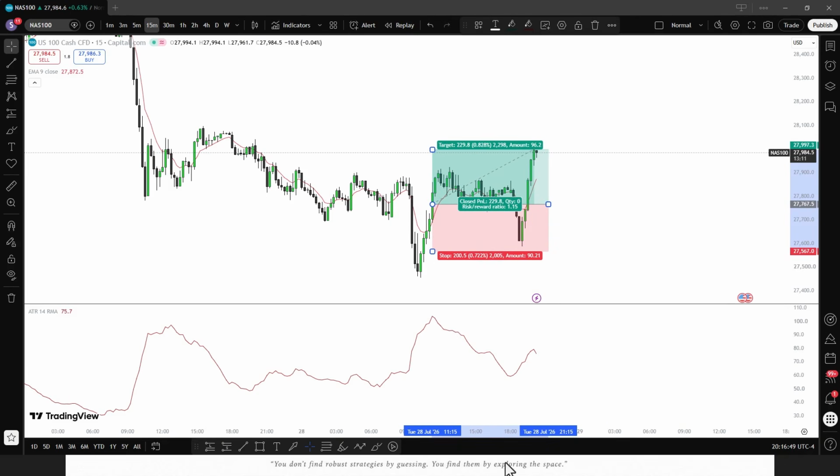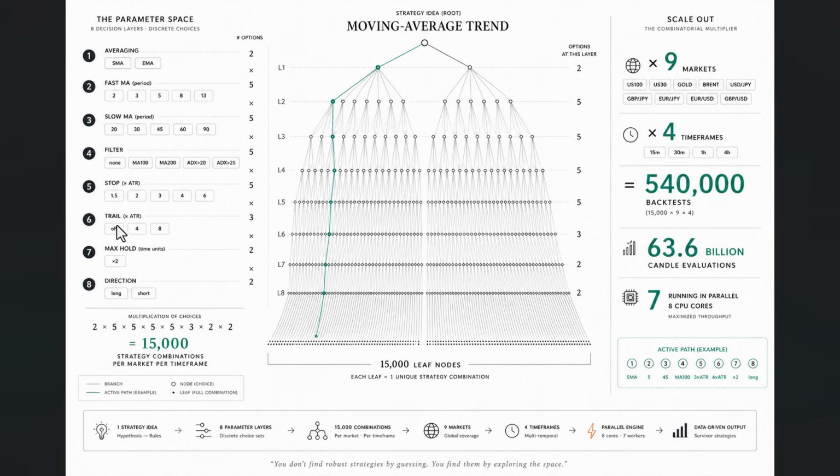Now we don't know which ATR stop loss is better, so we're going to test different values. We're going to use a tight stop loss, only 1.5 times the ATR. We're going to use a moderate stop loss. We're going to use wide stop losses, times 6. All right, so we'll know which stop loss is better. Same thing for the trailing. We're going to use the ATR, so trailing the stop loss, and also the max hold, so the TP, and the direction, long and short.